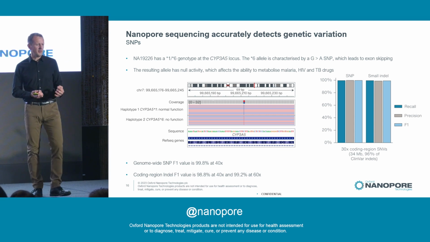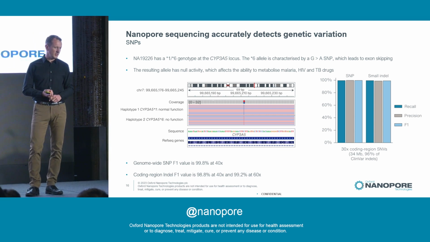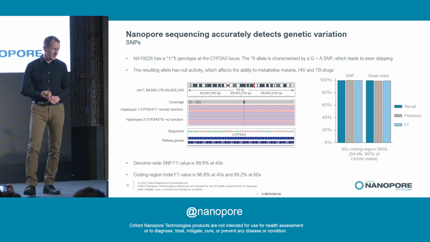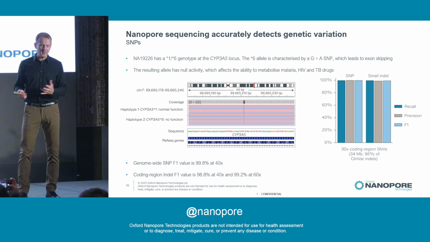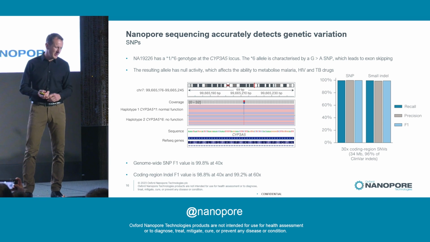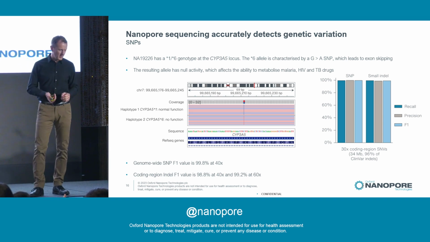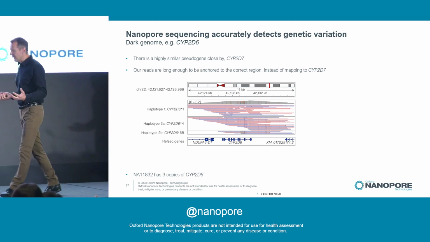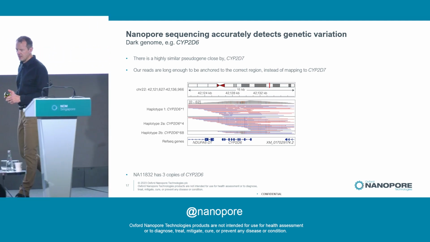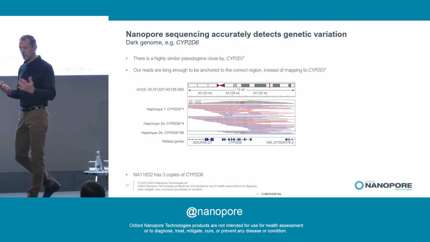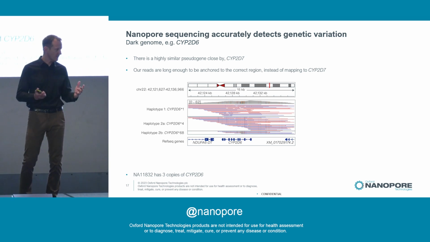And it's a similar story for indels. Here we're talking about coding regions, and that's where our indel calling is particularly good. So we get an F1 value, again this harmonic mean between precision and recall, of about 99%. So again, if it's there, we'll find it. But because we can get longer fragments and longer reads, it gives us the ability to resolve more complex genome architectures than just SNPs.